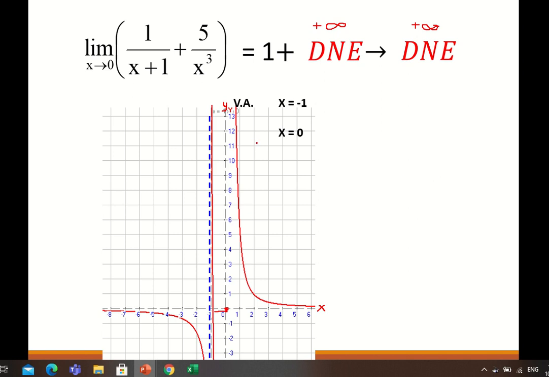Take note, this is the vertical asymptote for this part of the graph here. And we have another part of the graph here. So the other vertical asymptote is x equal to 0, which is the y-axis. x equal to 0 is equivalent to the y-axis. So we have two vertical asymptotes here. Once again, I hope that you have understood this part, class.